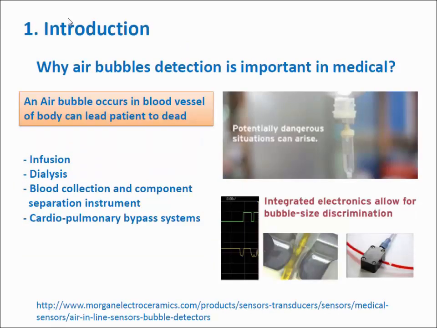So one question: why is applicable detection very important in many courses? Because an applicable occurs in a blocked vessel, a body catalyst pattern to that. So people today try to develop so many kinds of sensor. You can see on the picture here that this is the uncharged unit sensor hold the pipe of block, and each time the air bubble occurs inside the sensor will give alarm. And there are so many applications of this type of sensor: infusions, dialysis, loss correction, and component separation instrument, and so on.